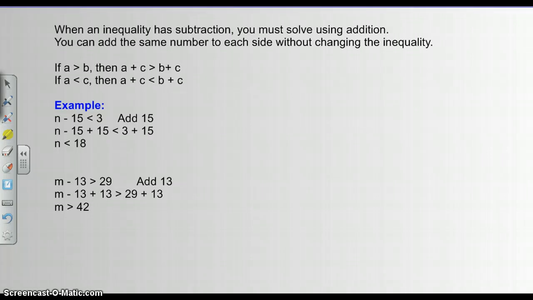So for example, when you have a problem like n minus 15 is less than 3, to solve for n, we want to isolate it. We need to get rid of that negative 15, so we're going to add 15 to both sides. And when we do that, we get n is less than 18. Again, the sign does not change when you're adding to both sides. In the next example, m minus 13 is greater than 29. We're adding 13 to both sides to eliminate the negative 13. When you do that, you get m is greater than 42.